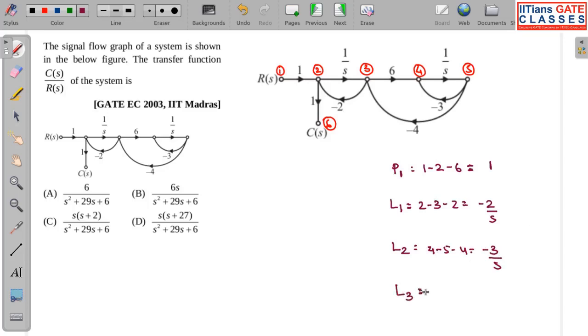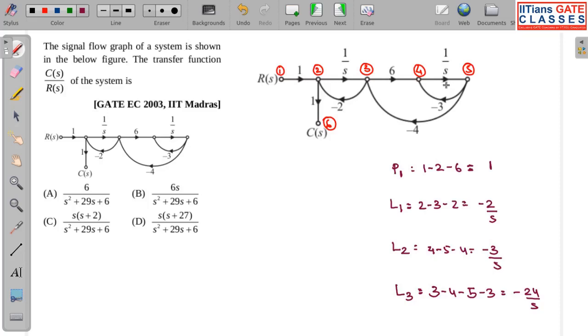Now what is L3? L3, you can see, is this loop from 3 to 4, 4 to 5 and again from 5 to 3. So what is the loop gain? You can see it is 6 by s minus 4, so that is minus 24 by s. Any other loops that you are able to see over here? We have no other loops over here.